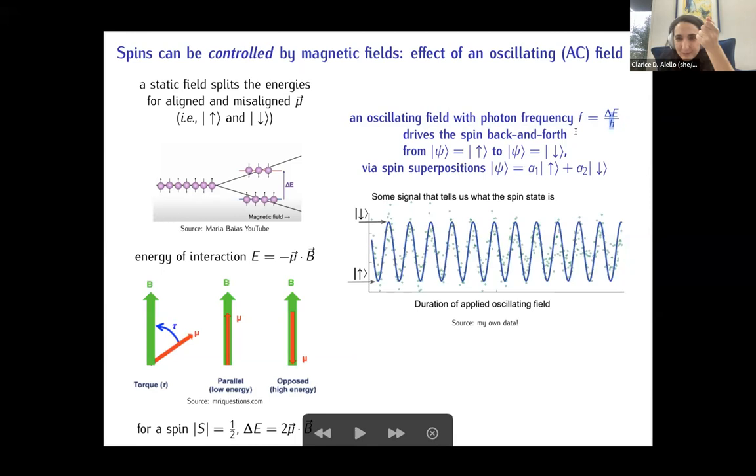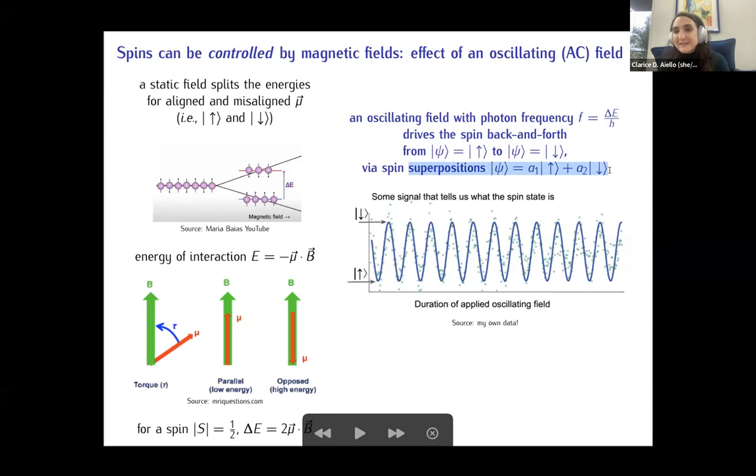By bringing a cable with a field, basically with a magnet or making coils that produce a field that oscillates with this particular frequency here, you can drive the spin back and forth between quantum states via non-trivial, non-classical spin superpositions. So that basically you can start doing things like this.